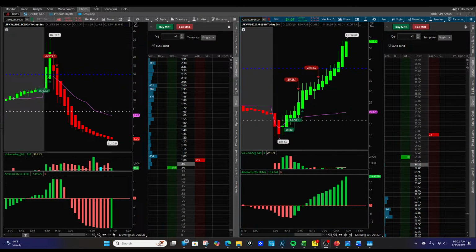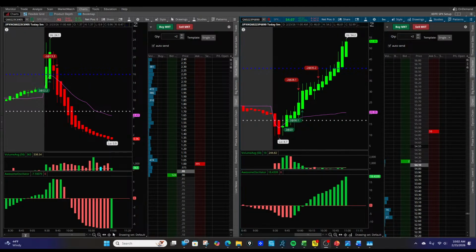So the green candle staying green, you need to stay in it as long as it's staying green. The moment something goes red, get out. So I kind of do that though.